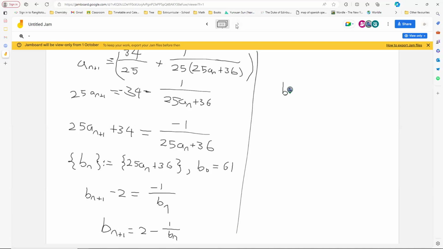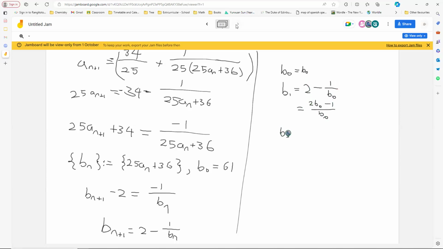So what you might notice is that if you just start subbing in small cases and checking values, you get that, obviously, b0 equals b0, which we figured out was 61. And then b1 is obviously equal to 2 minus 1 over b0, which is 2b0 minus 1 over b0. And you can keep going like this.